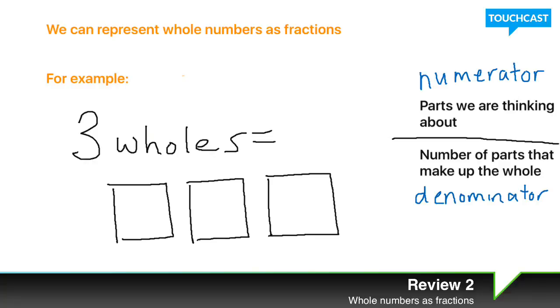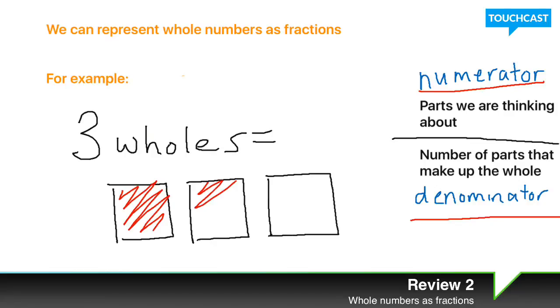Wonderful. So, in thinking of a whole, or two wholes, or three wholes, it's really important that we keep the numerator and denominator in mind. So let's take, for example, three wholes. Right here I've represented three wholes with squares. Let's say that we are thinking about all three wholes. 1, 2, 3. So our numerator, the parts we are thinking about, is 3. We're thinking about 3 parts.